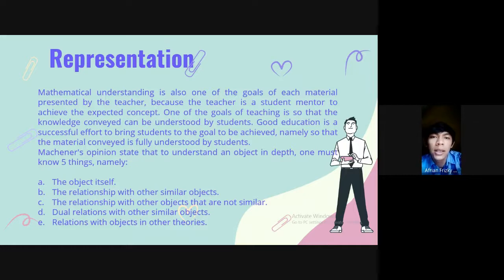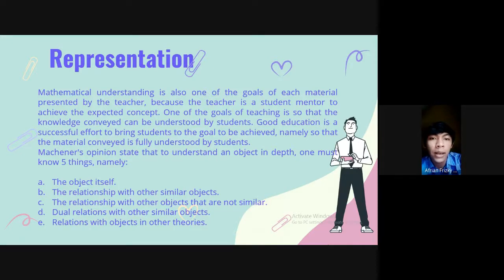First is the representation ability. Mathematical understanding is also one of the goals of each material presented by the teacher, because the teacher is a student's mentor to achieve the expected concept. One of the goals of teaching is so that the knowledge conveyed can be understood by students. Good education is a successful effort to bring students to the goal to be achieved, namely so that the material conveyed is fully understood by students.